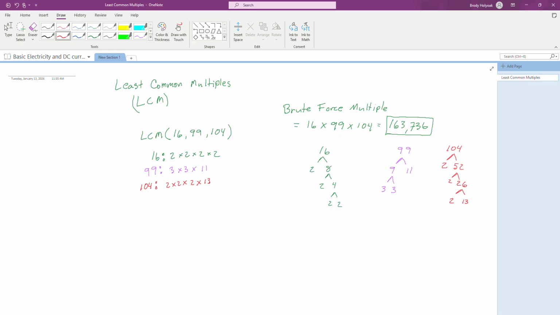So now I'm trying to find the least common multiple, the smallest value that all three of these numbers go into evenly. So now I'm going to start creating a list of all the factors I have to have to make these numbers. For 16, I have to have 1, 2, 3, 4 twos, all multiplied by each other. So my least common multiple has to include 1, 2, 3, 4 twos. And now 16 is happy.